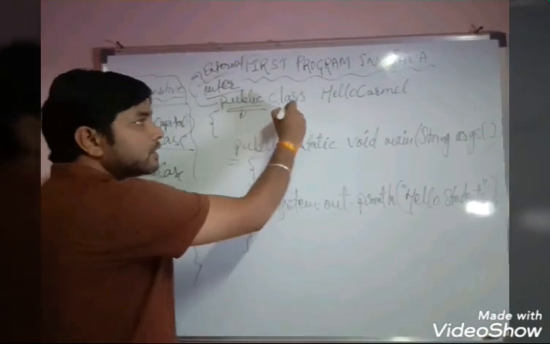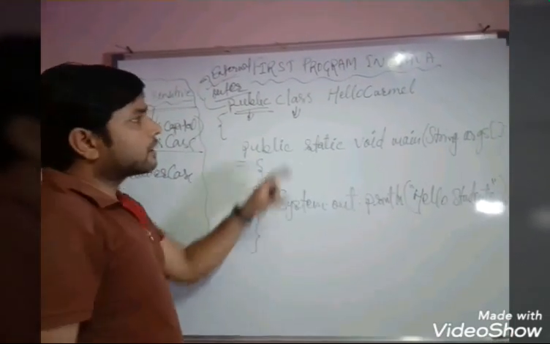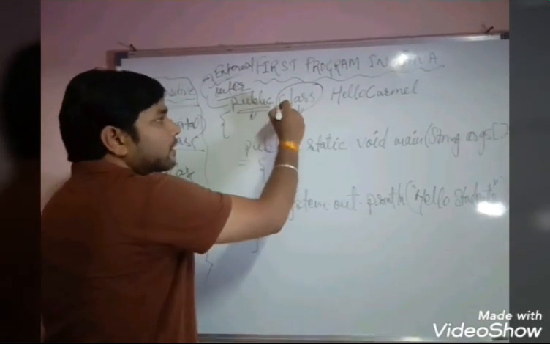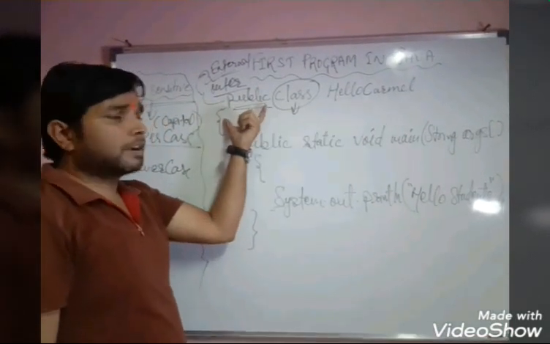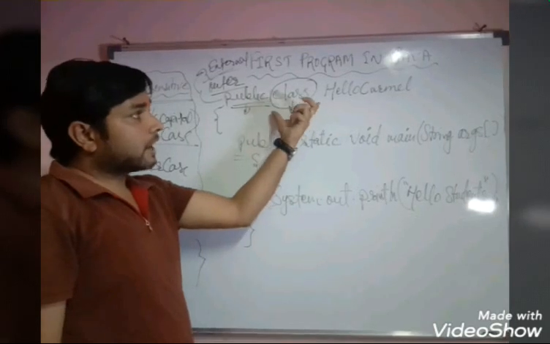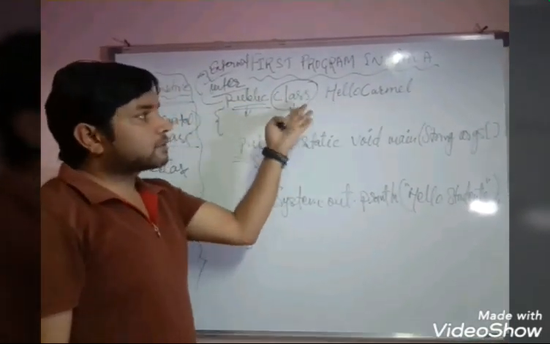The next word after public is class. Class is the collection of classes. This is a keyword you have to write as it is. All the letters in class you have to write in small letters. First you have to write public, that is the access specifier, then you have to write class. Class is a keyword you have to write in small letters.